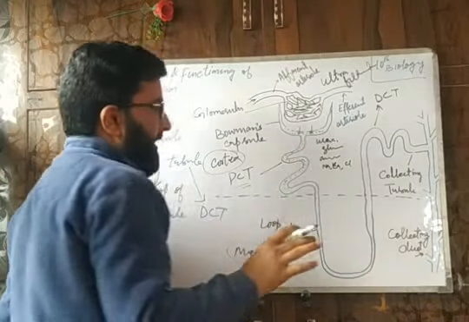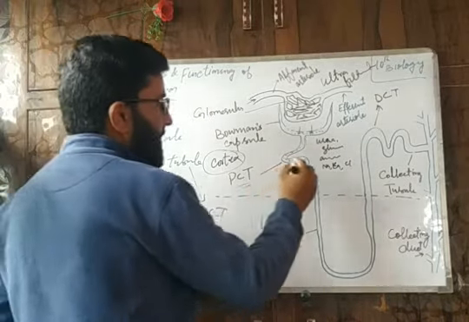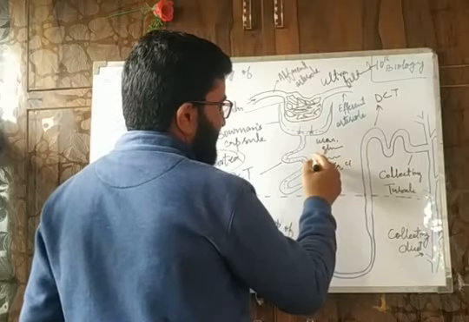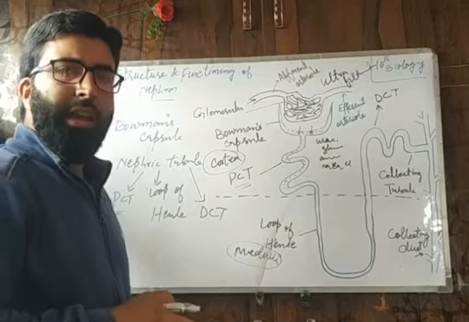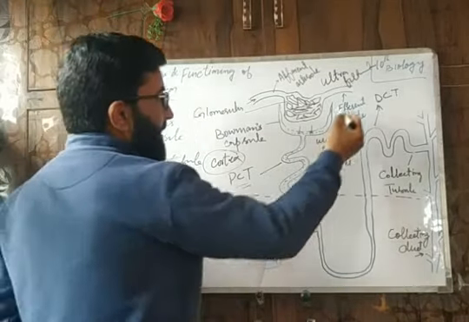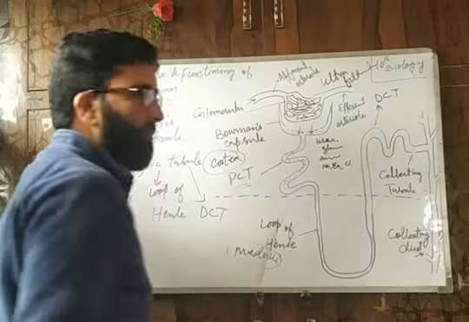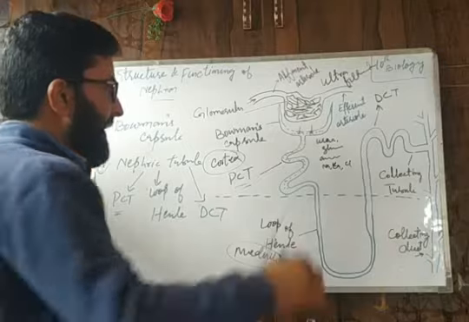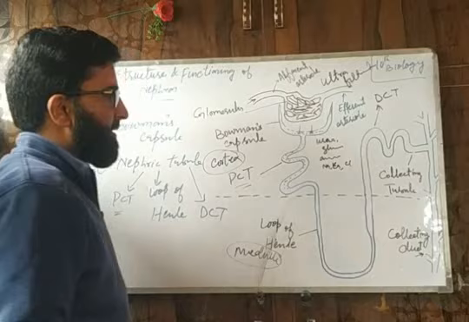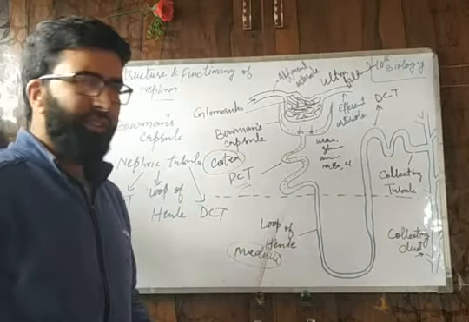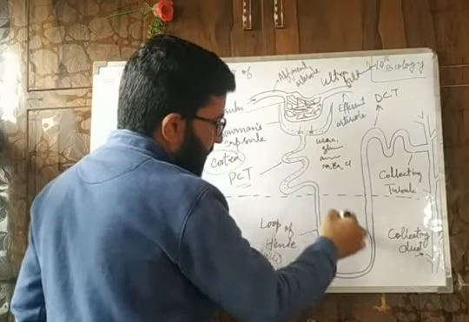And here, as I told earlier, selective reabsorption occurs. It means glucose, amino acids, and various salts get reabsorbed again back into the blood. This is called an efferent arteriole that emerges from the glomerulus. This efferent arteriole actually coils around the whole nephron.